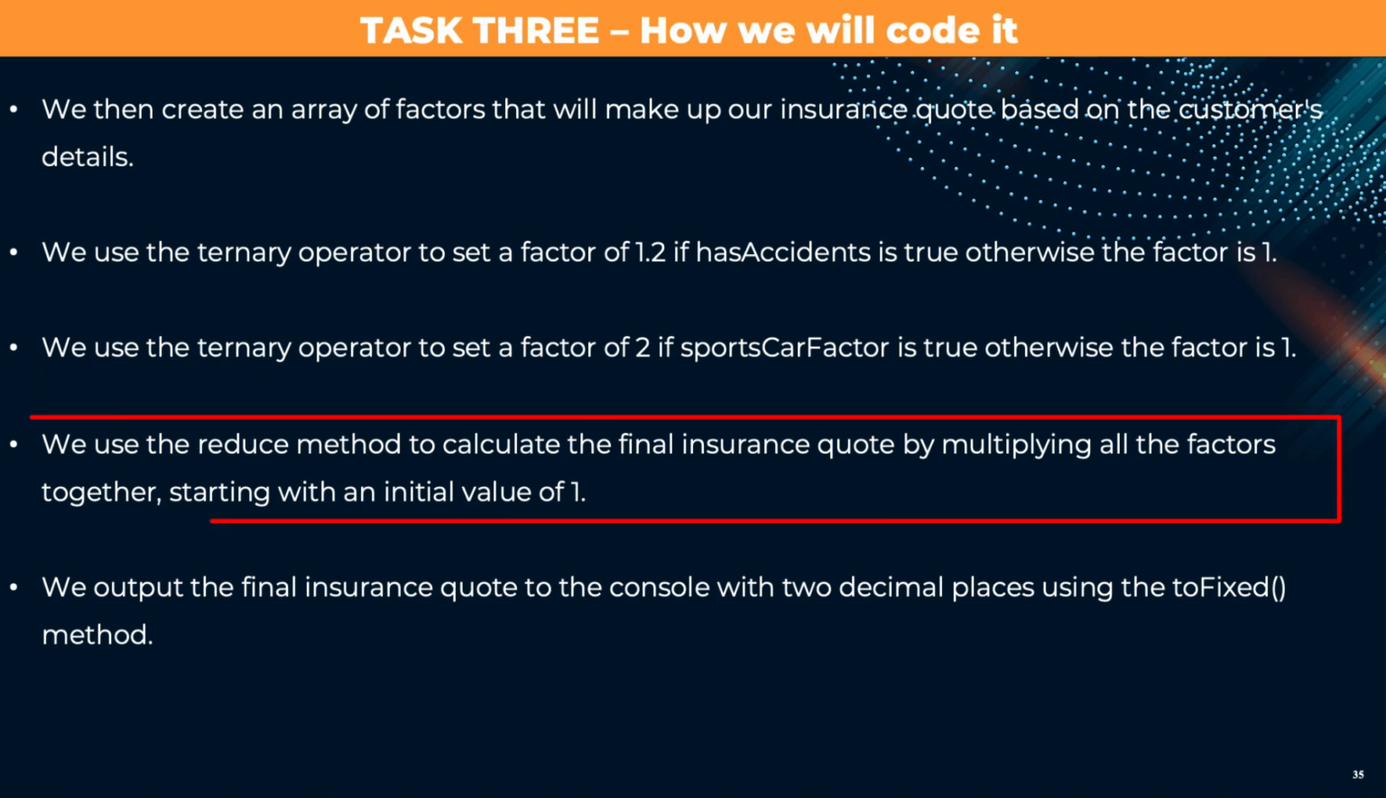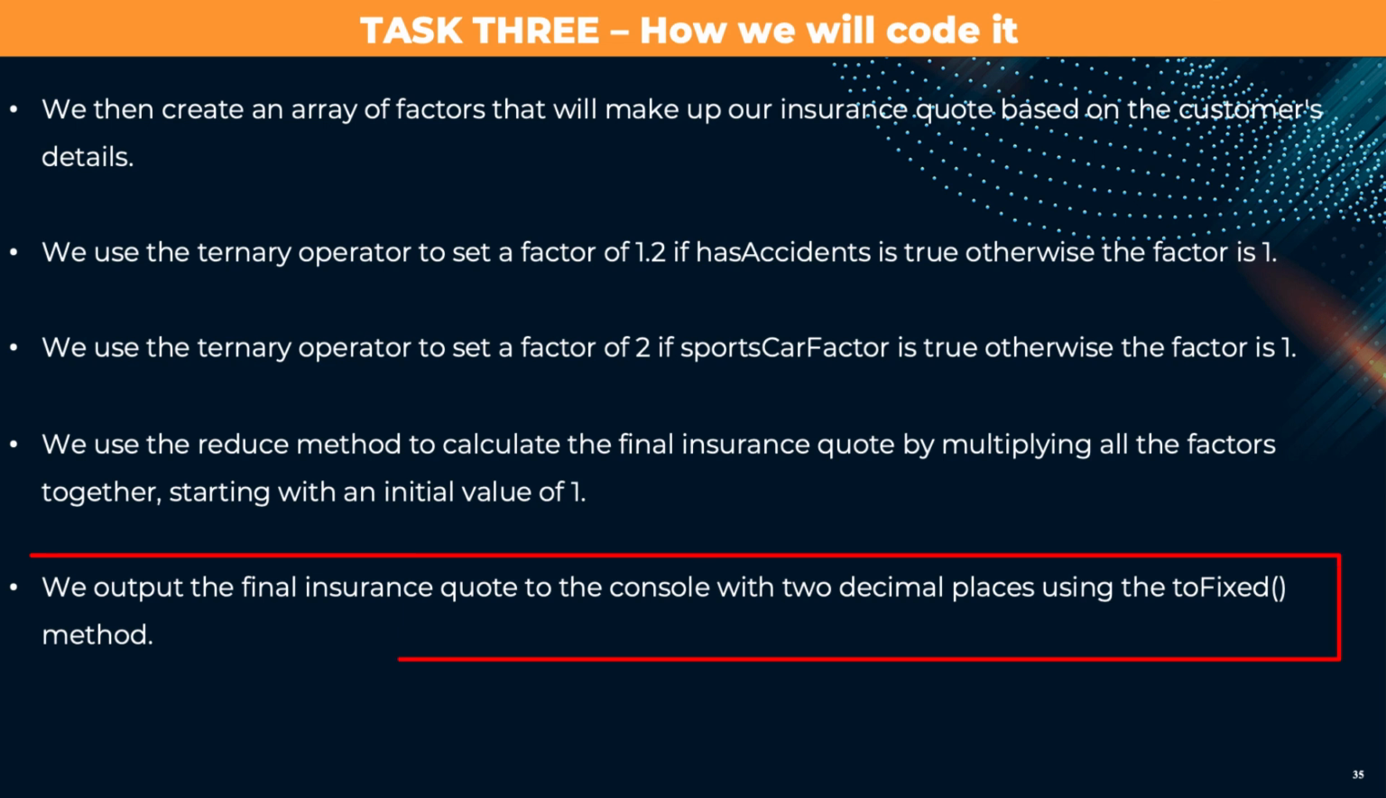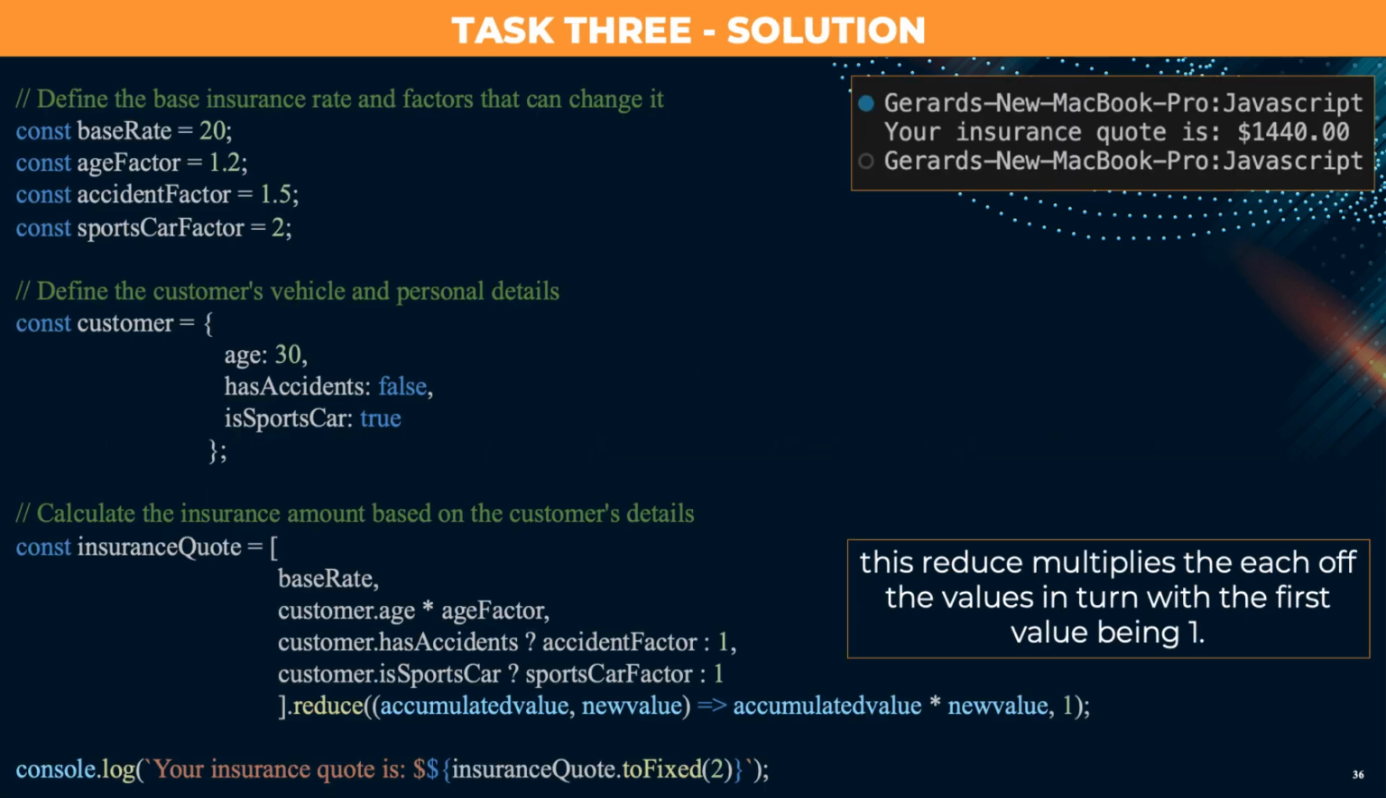And then we will reduce the details of the quote by multiplying all the factors together, starting with an initial value of 1. So inside the array will be all the values we need, and then we tell the reducer that we want to reduce those and give us 1 value. And then we will output the final insurance quote to the console, and we will do that with 2 decimal places.